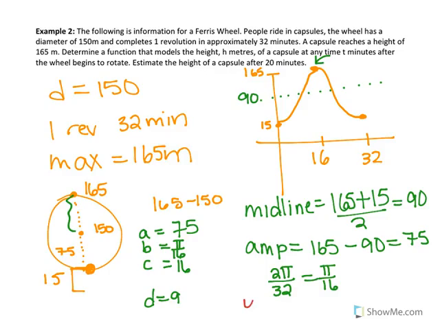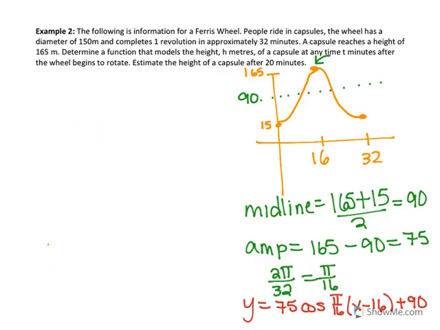So our equation is going to be y equals 75. It has to be a cos because we're dealing with a maximum. pi over 16, x subtract 16, plus 90. So there's an equation for that Ferris wheel. It also is asking us to estimate the height after 20 minutes. So we can easily do that by plugging 20 into our calculator.